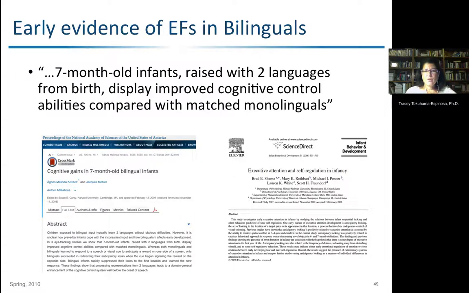Children as young as 7 months old who are raised with 2 languages from birth display improved cognitive control abilities compared with matched monolinguals. So it seems that being bilingual enhances this element of cognitive control, or inhibitory control, in the bilingual brain.